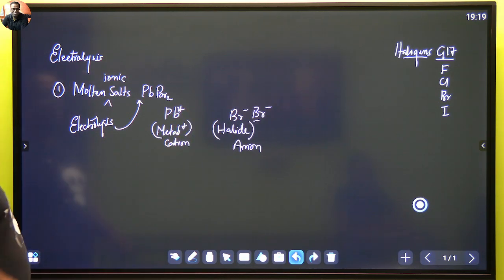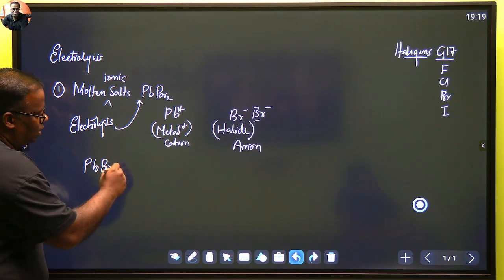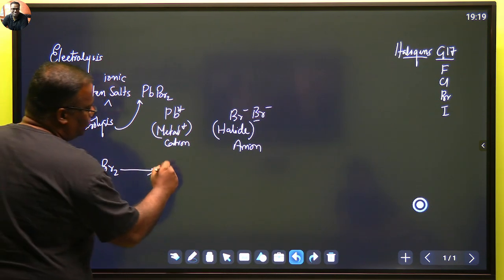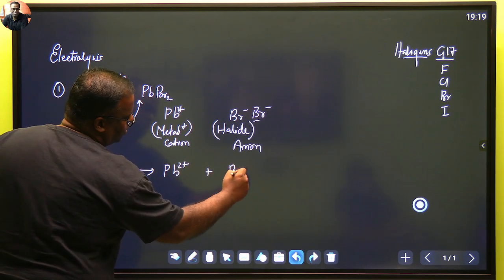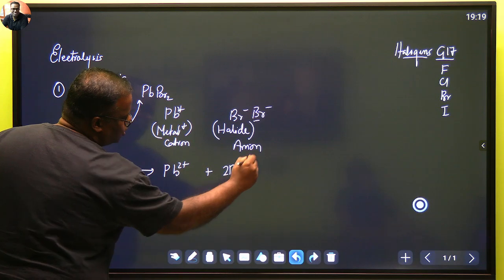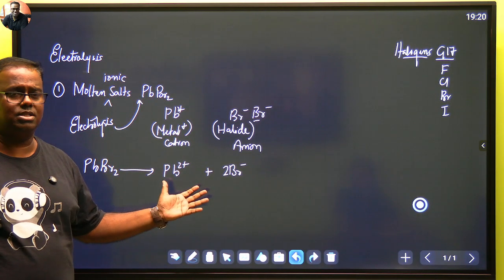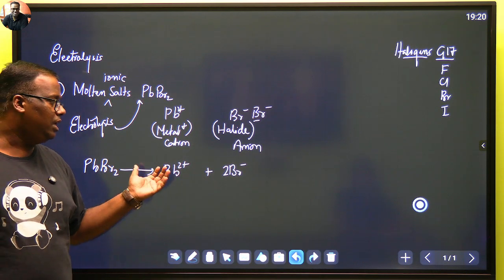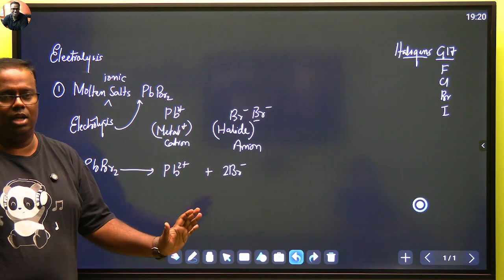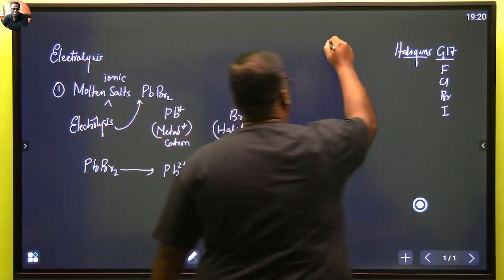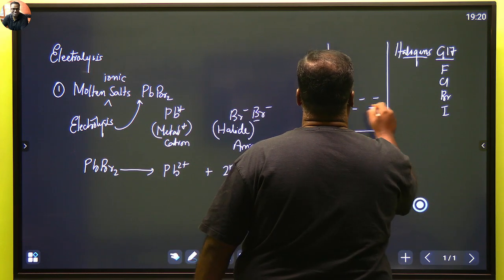Now you will find that PbBr2, when you actually make it molten, then it ionizes into Pb2+, and it will form Br-, I'm writing as 2 Br-. Have you understood? This is a very simple case. Simple case because there are no other ions apart from lead ion and bromide ion. No other ion.